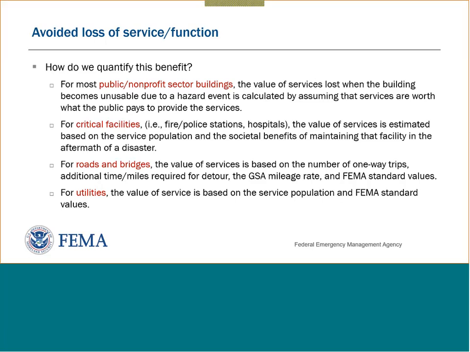So for roads and bridges, how we're calculating the value of the service that it provides is looking at the value of the detours that we would have to use if that bridge was out of service, and there's a methodology that goes through that. It includes a number of one-way trips, the additional not only time but mileage that's required, and we use the Federal General Services Administration mileage rate, and then there's some FEMA standard values involved in that too.